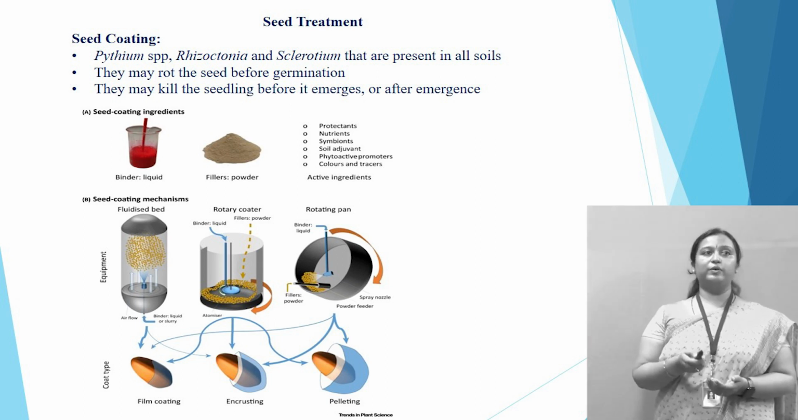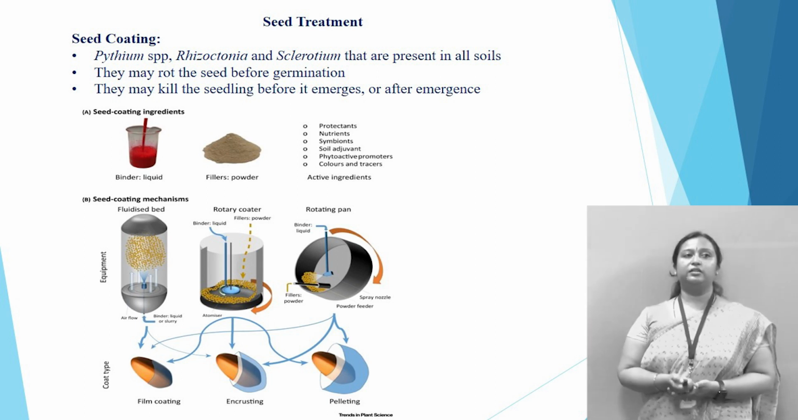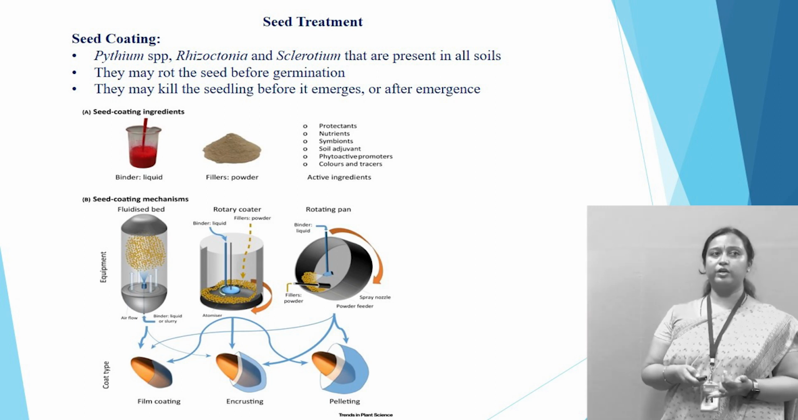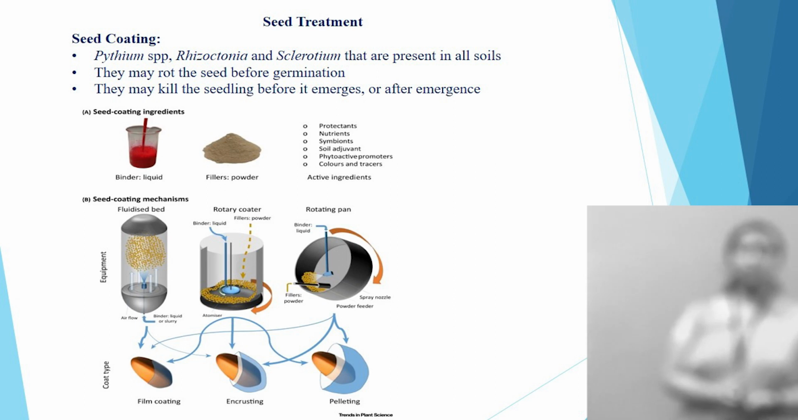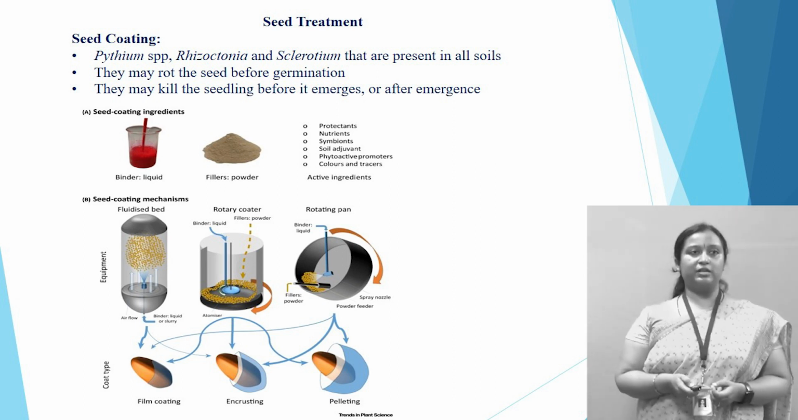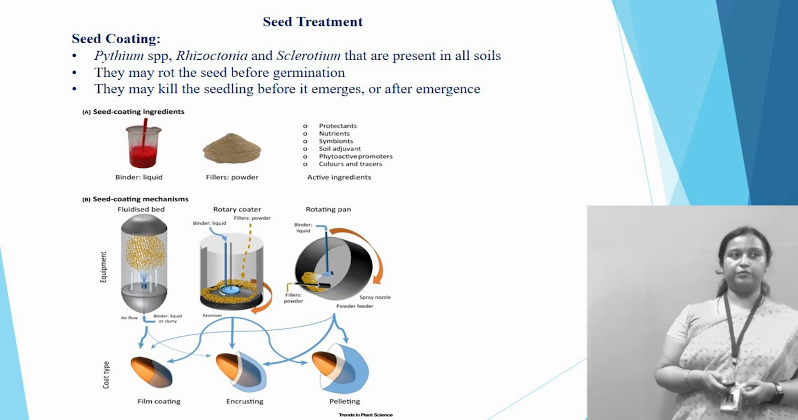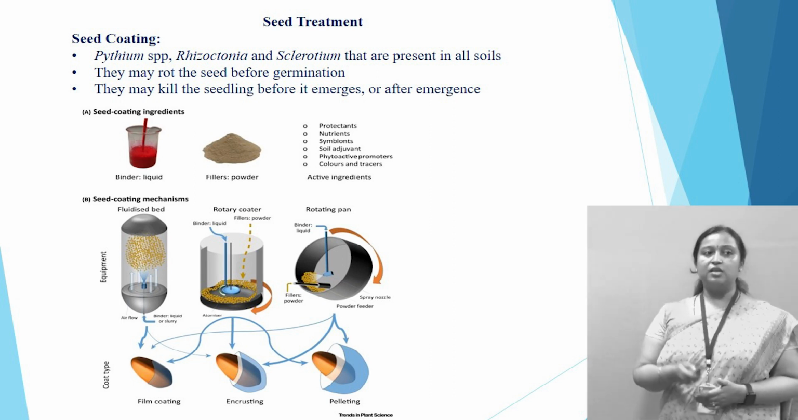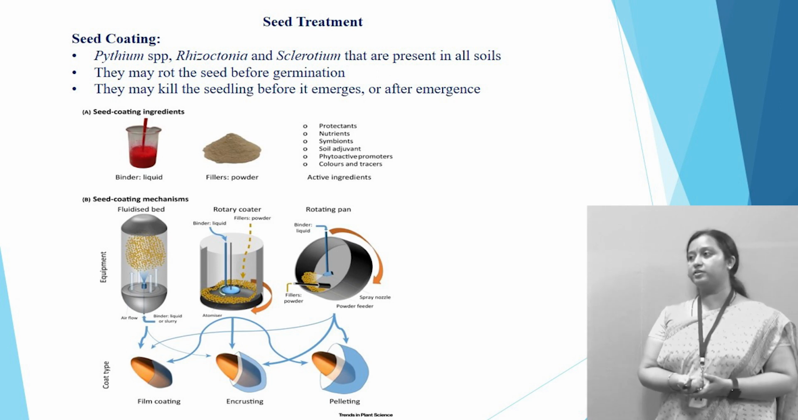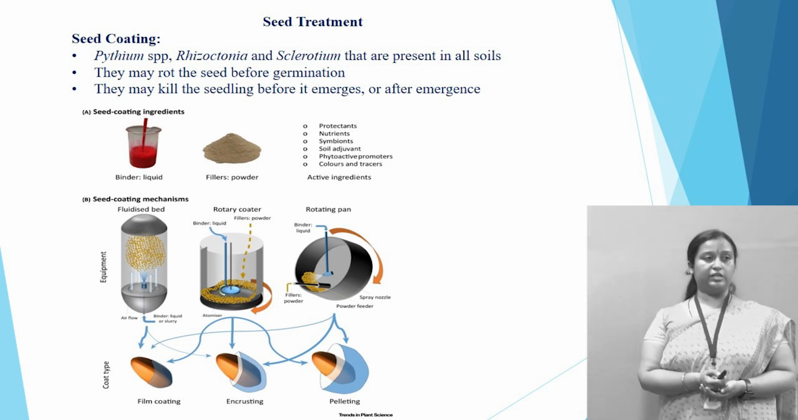So for this, we'll be coating the seed with ingredients such as binder liquid and filler powder, and all these active ingredients are added to the seed coating. Seed coating can also be done with 3 types of equipment: a fluidized bed, rotary coater, and rotating pan. So these coat the seeds in different formations and ranges.